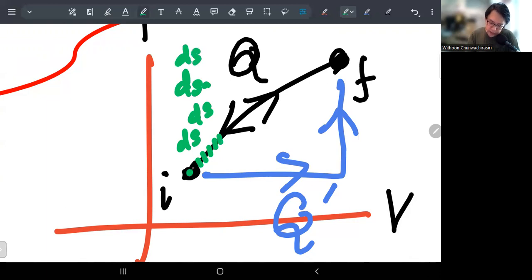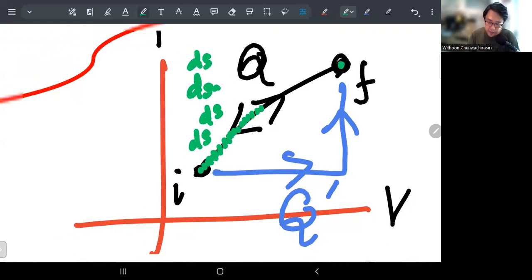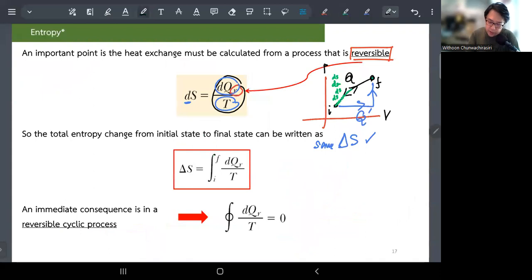You do the change, and then you collect the ds, ds, ds, until you reach the final point. You sum them all, so it's equivalent to doing the integral until you get the total change of the entropy from the initial point to the final point. So this is your expression for the entropy change from one point to another, guys.